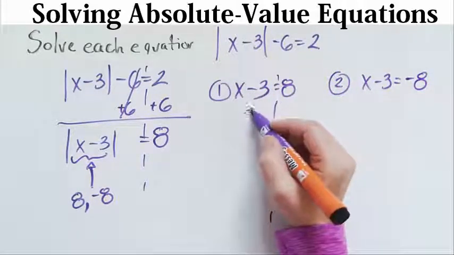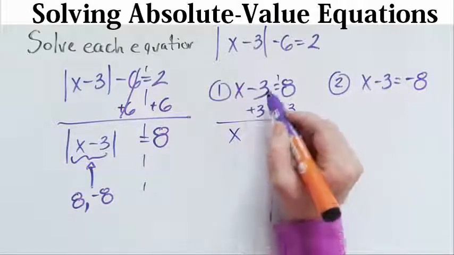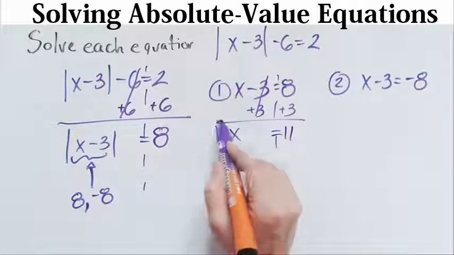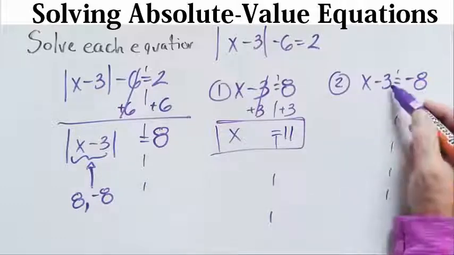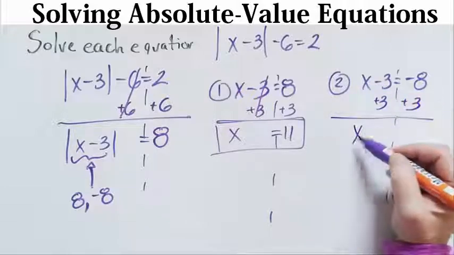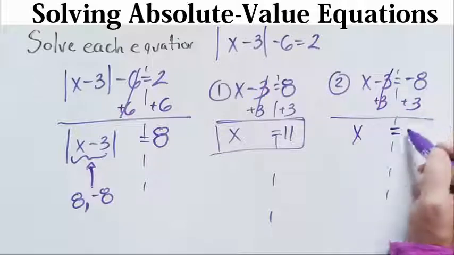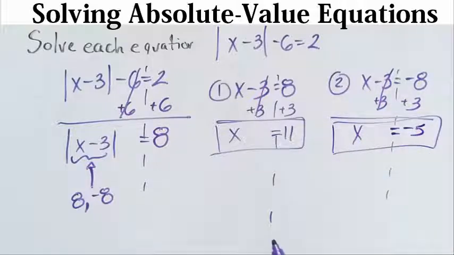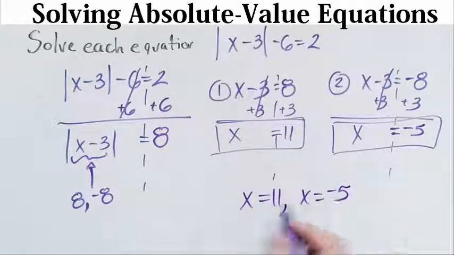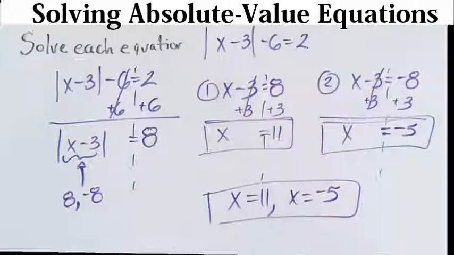Negative 3 needs to be paired with a positive 3. So I have x. Negative 3 plus 3 zeros out, equals 8 plus 3 is 11. So here's our first answer. Second answer, negative 3 needs to be paired with a positive 3 to make it go away. I'm left with x. Negative 3 plus 3 zeros out. Negative 8 plus 3 is a negative 5. And these are my two answers. So you have x being 11 and x being negative 5 are the two different ways that you would make this original statement true. And you're done.